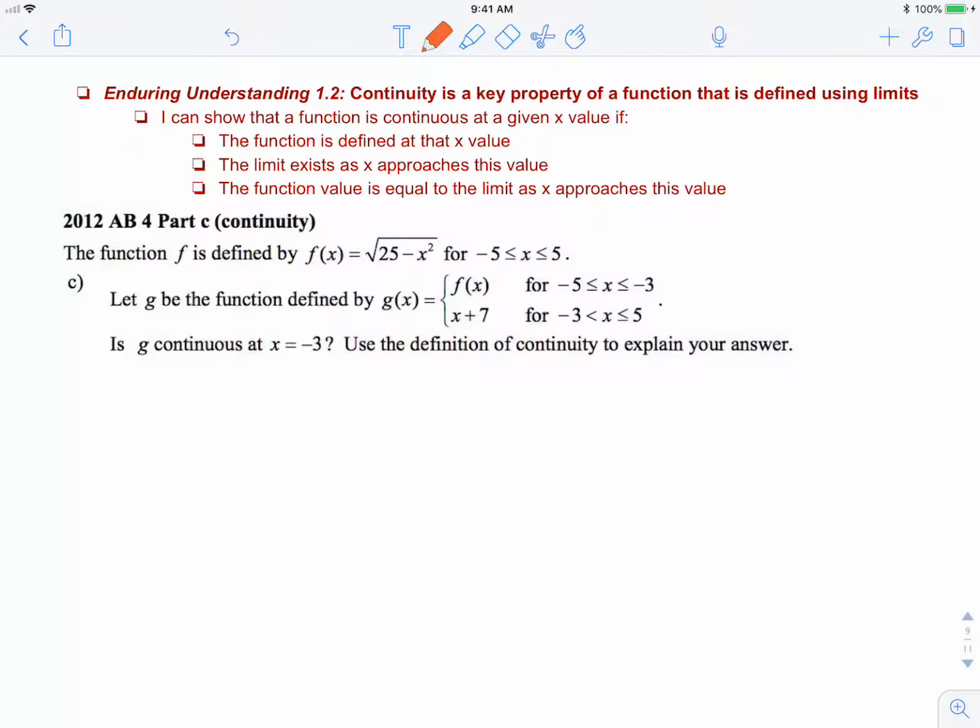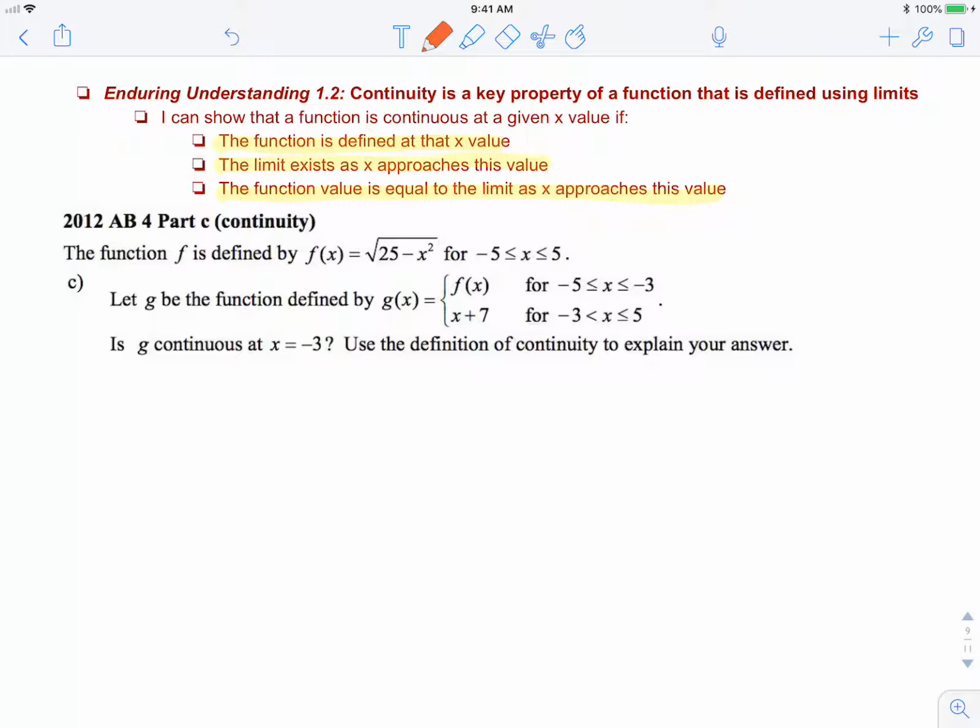There is a very strict definition for showing that a function is continuous at an x value. You must show these three steps. The function is defined at that x value, the limit as x approaches this value exists, and the function value is equal to the limit as x approaches this value.